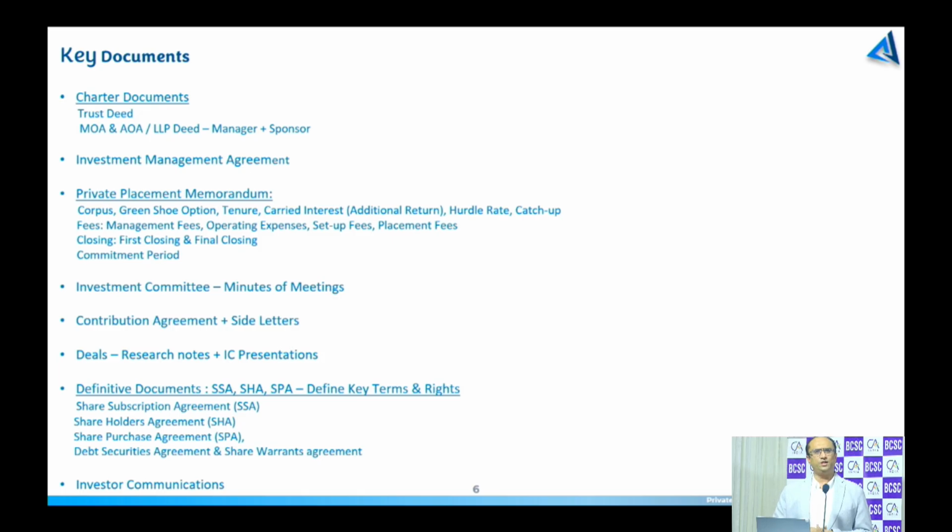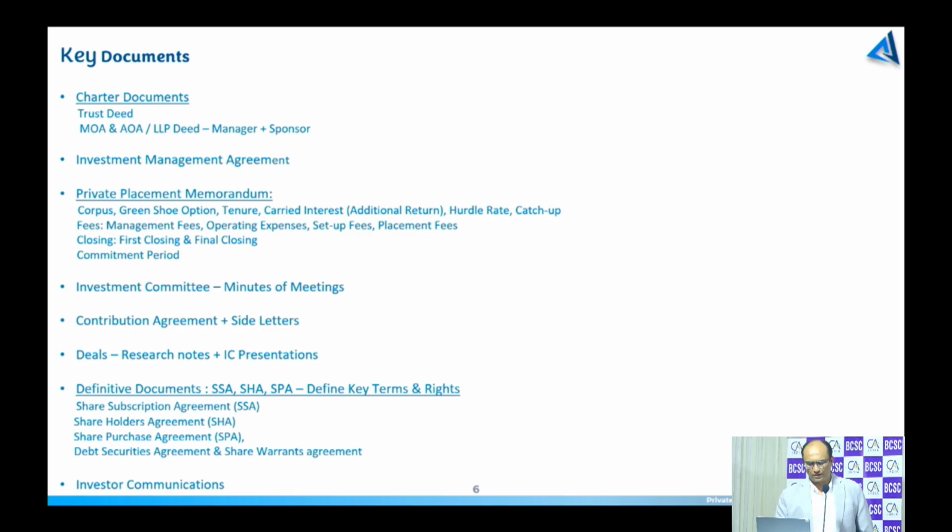Share purchase agreement is usually used as an instrument when there is a secondary transfer of shares. So I may not be buying as a primary, I may not be putting primary capital into a portfolio company or doing a private placement, but I may be buying from an existing shareholder. So when there is a transaction between two shareholders, an incoming and an outgoing shareholder, that is where mostly share purchase agreements are used.